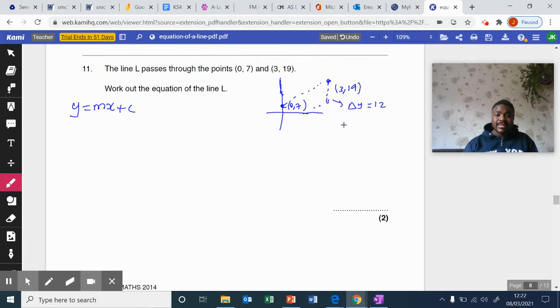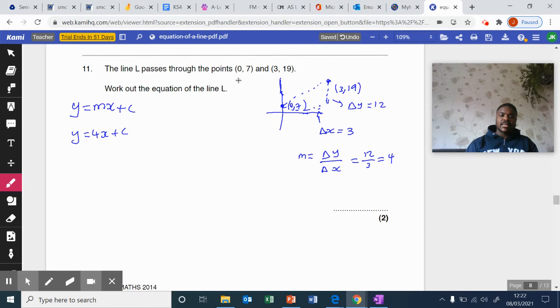The change in x, going along the horizontal part, that's going to be from 0 to 3, which is 3. So therefore, the gradient is going to be the change in y over the change in x, which is equal to 12 over 3, which is equal to 4. So we know that our equation has the form y equals 4x plus c.